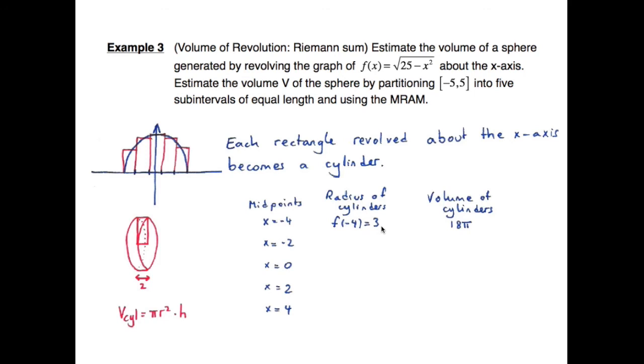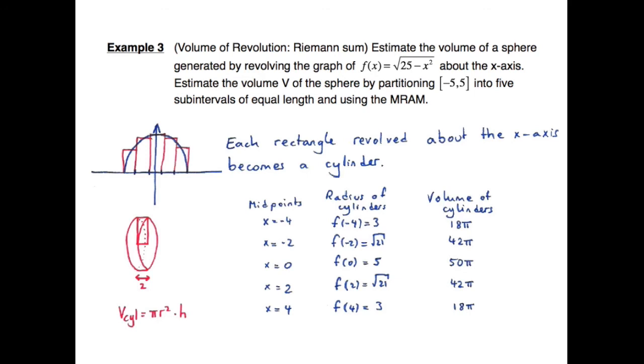By using the formula, the volume of this cylinder is pi times 3 squared times 2, pi r squared h, and we find that the volume of the first cylinder is 18 pi. The first cylinder is the one we would find when we rotate this rectangle. We just need to repeat this 4 more times for each of the other midpoints, and this is what we get.